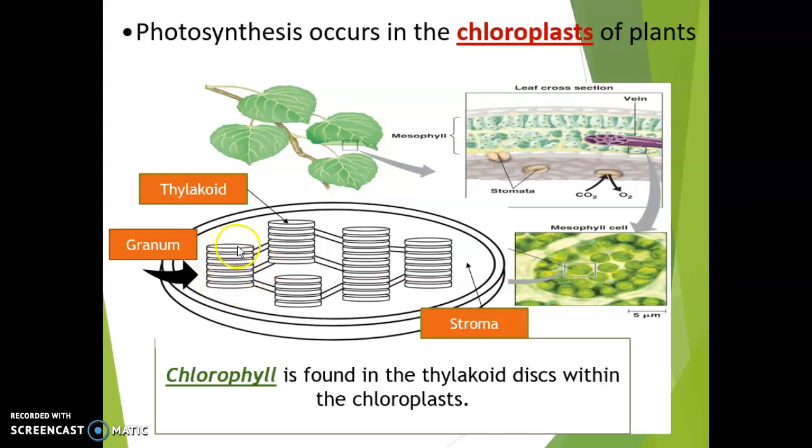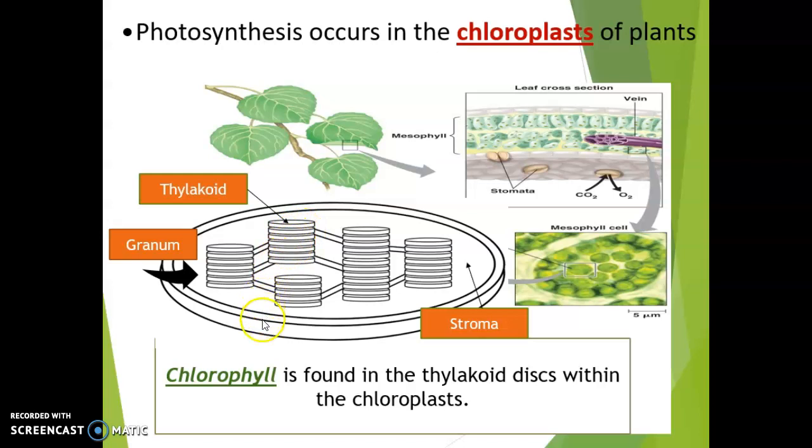Granum are these stacks. They kind of look like stacks of coins to me, but these stacks are called granums. So in this diagram, there's 1, 2, 3, 4, there's 5 granums in this picture. Granums are made up of stacks of thylakoids. Each individual coin or little piece here is called a thylakoid. So big picture, you've got a chloroplast only found in plant cells to help them undergo photosynthesis. Within that, you've got stroma, which is the filler material, granum, which is the full stack or structure, and a thylakoid is one coin or one piece of that granum.